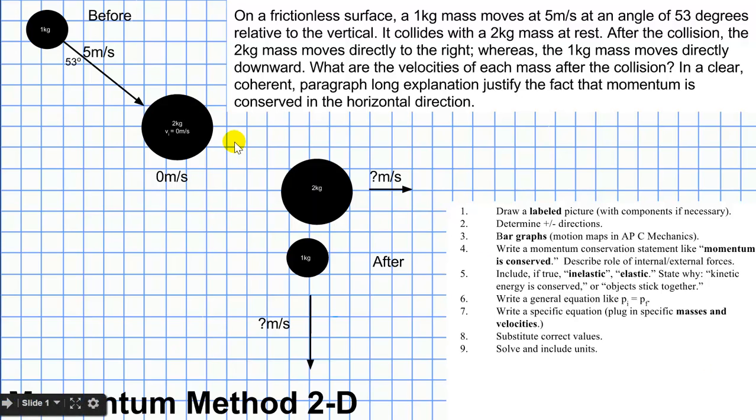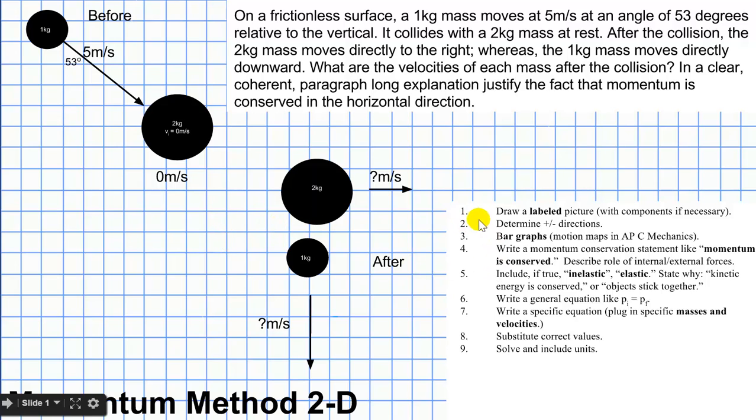Okay, in this problem, we're going to solve a two-dimensional collision problem using the momentum method. In this particular problem, these two masses are on a frictionless surface. The 1 kilogram mass is moving 5 meters per second at an angle of 53 degrees relative to the vertical here, and it collides into this 2 kilogram object that's not moving at all. Afterwards, the 2 kilogram object moves directly to the right, and the 1 kilogram object moves directly downward. We're asked to find what the velocities are of each of the masses after the collision.